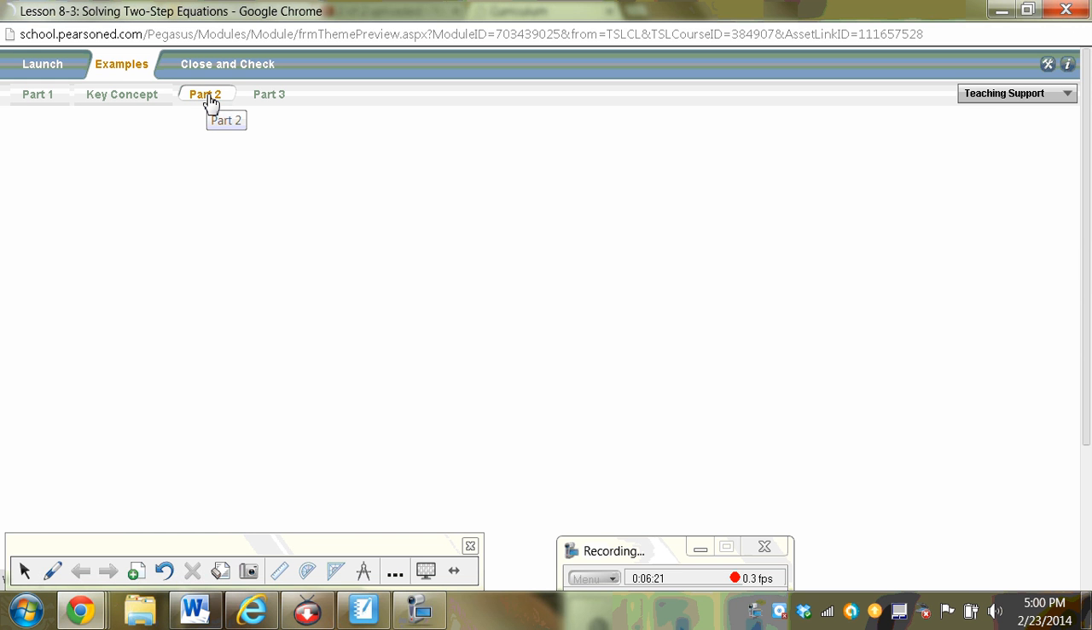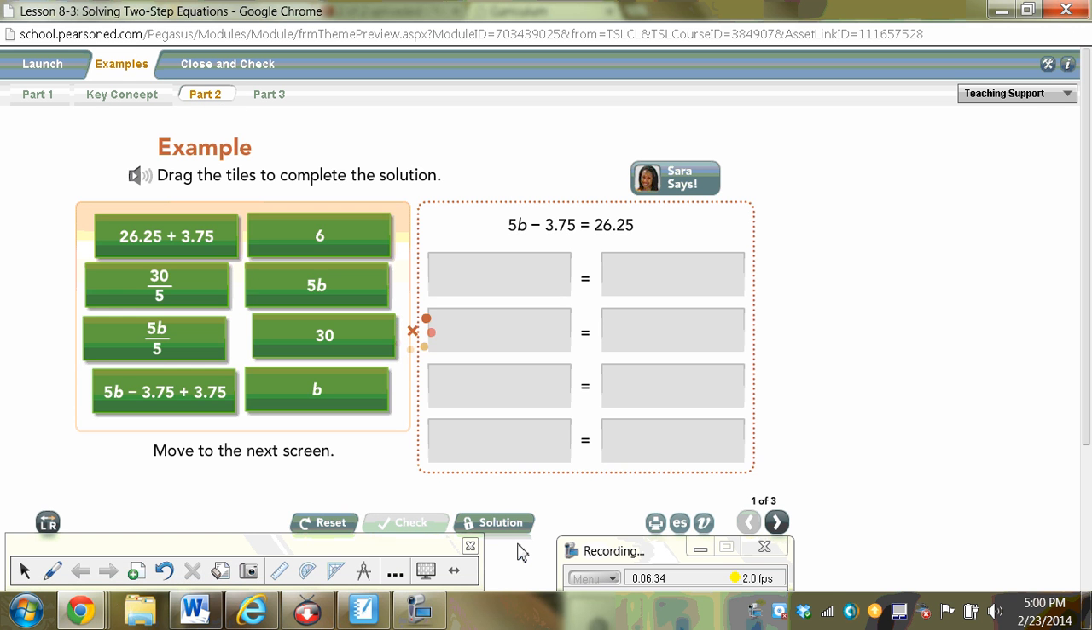Okay, so we need to drag the tiles to complete the solution. So we have 5b minus 3.75 equals 26.25. We need to see what it is that we need to do. Well, let's see. Does this go here maybe? What do we think? Why or why not?